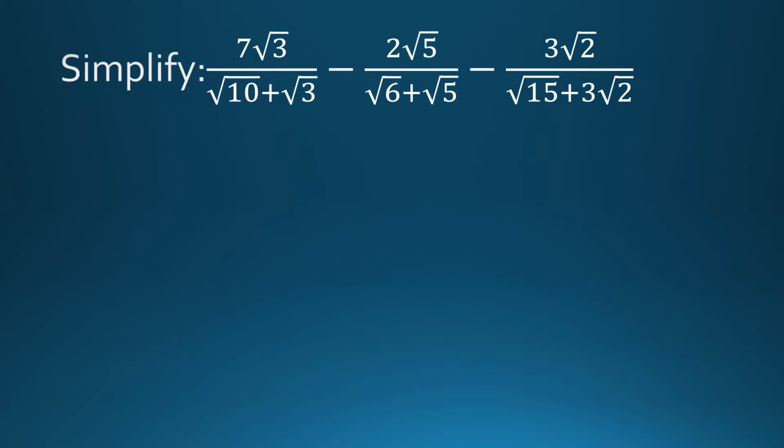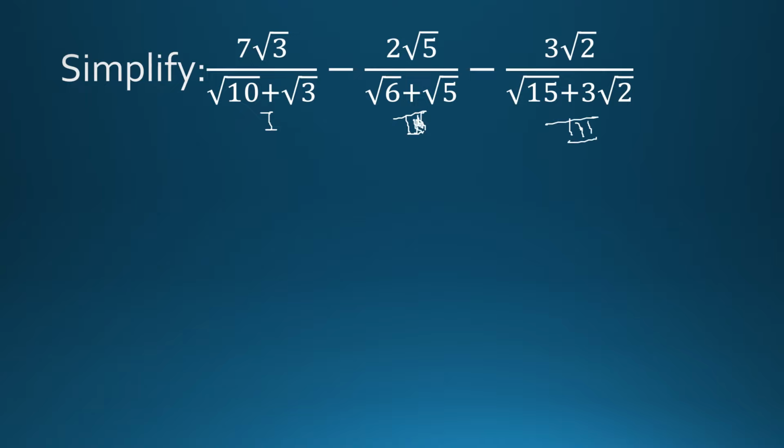So here we have to simplify 7 root 3 by root 10 plus root 3 minus 2 root 5 upon 2 root 6 plus root 5 minus 3 root 2 divided by root 15 plus 3 root 2. Sounds complex, right? But no issues. What you can do, just treat it as if it is having 3 parts. So 1, 2 and 3.